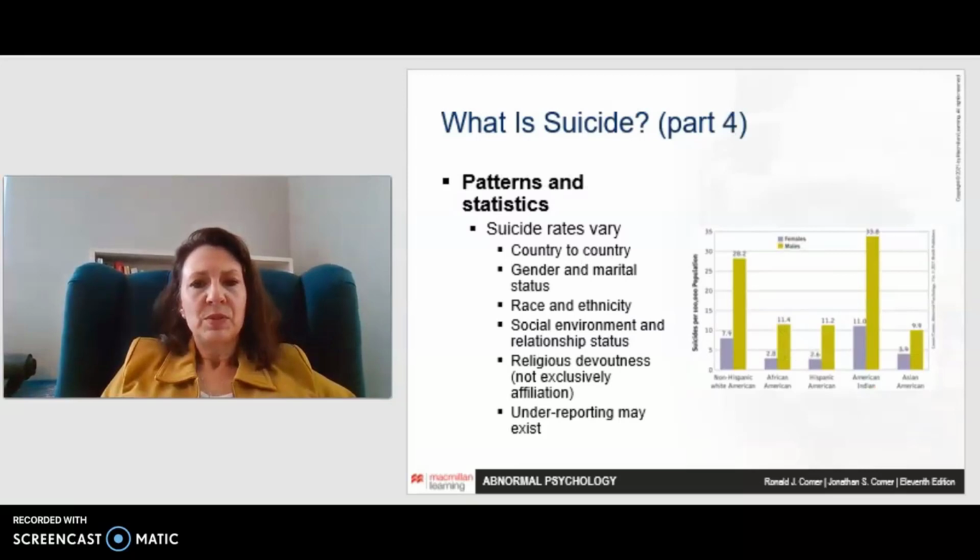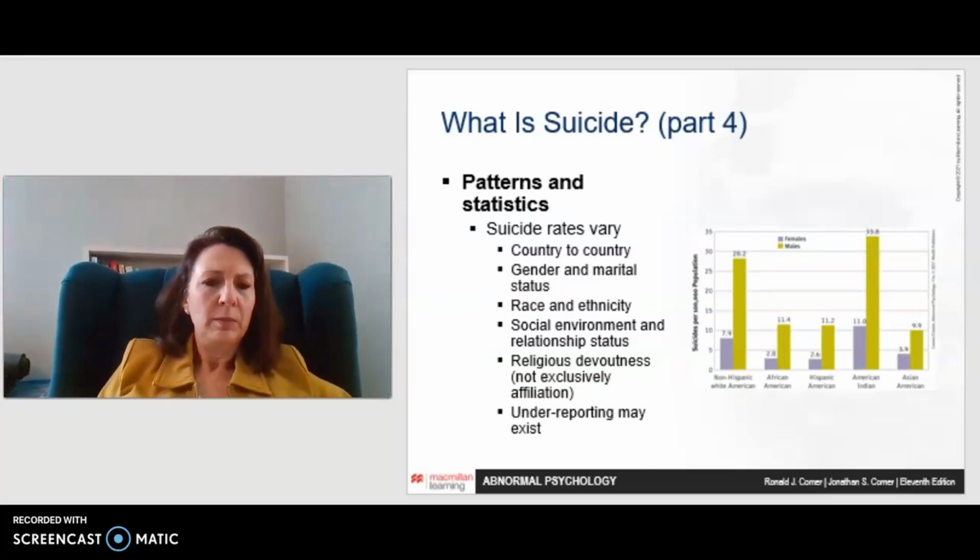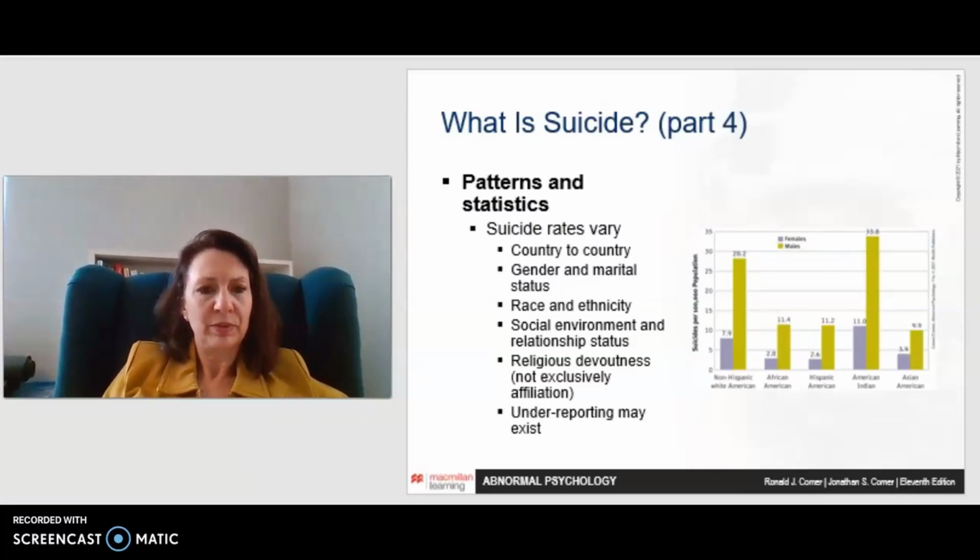Patterns and statistics of suicide rates vary from country to country along all different demographics. We do know that underreporting may exist. Interestingly, religious devoutness does tend to buffer rates of suicide. And we know that overall, across all of these demographic variables, the highest rates of suicide are for Native Americans, both male and female.